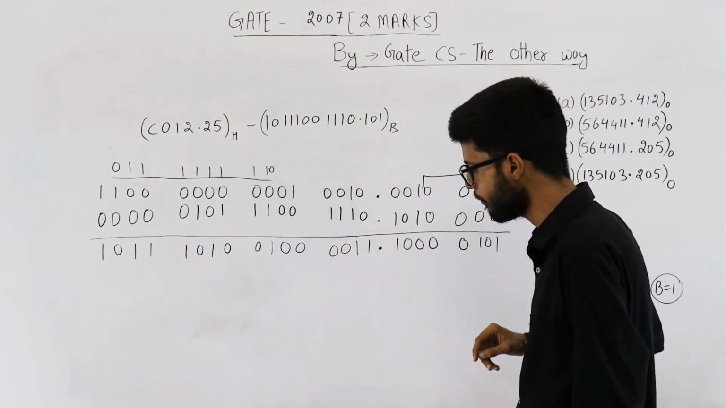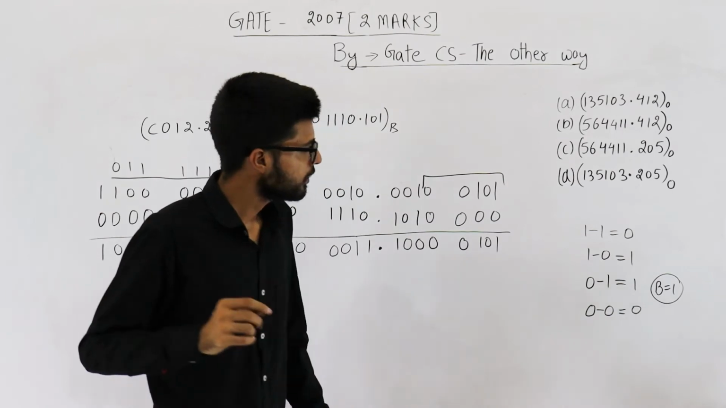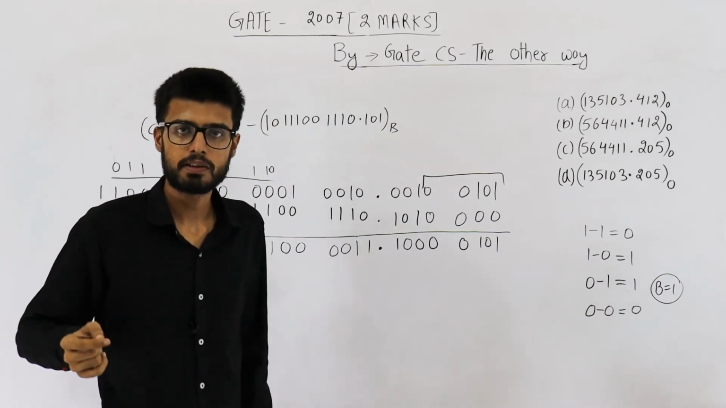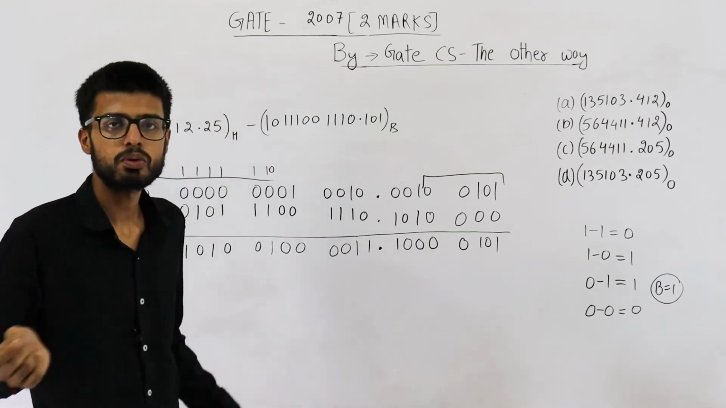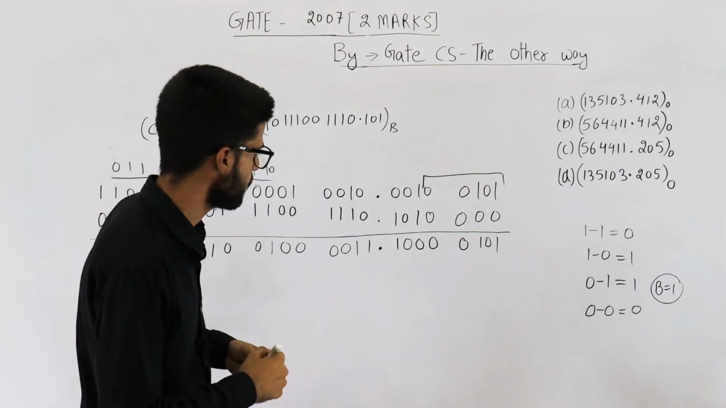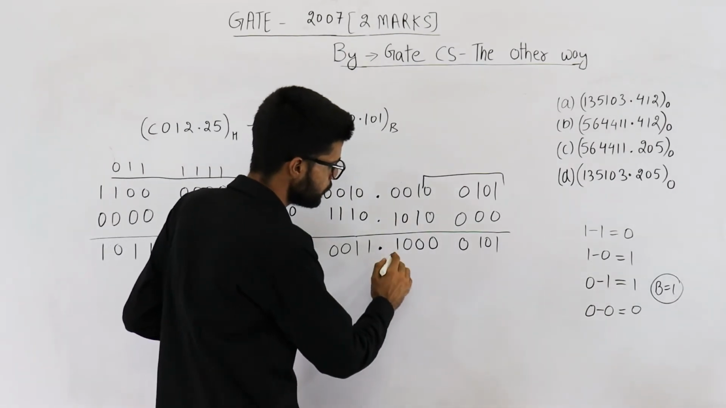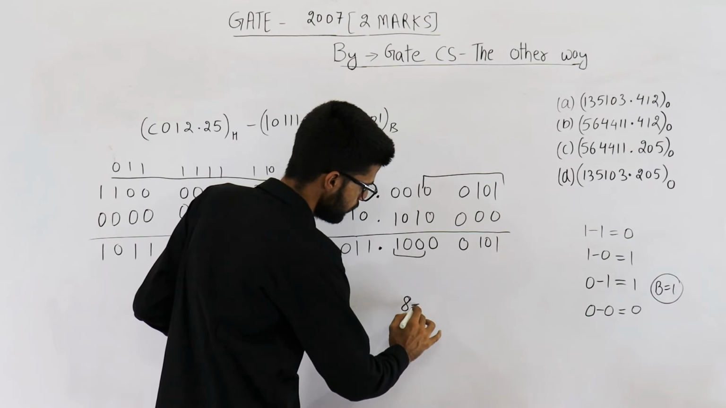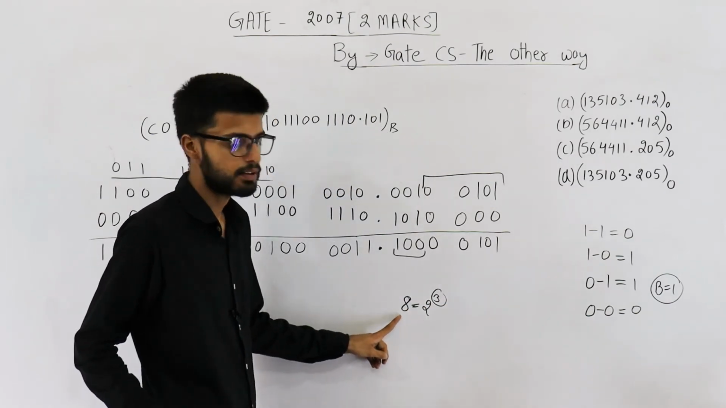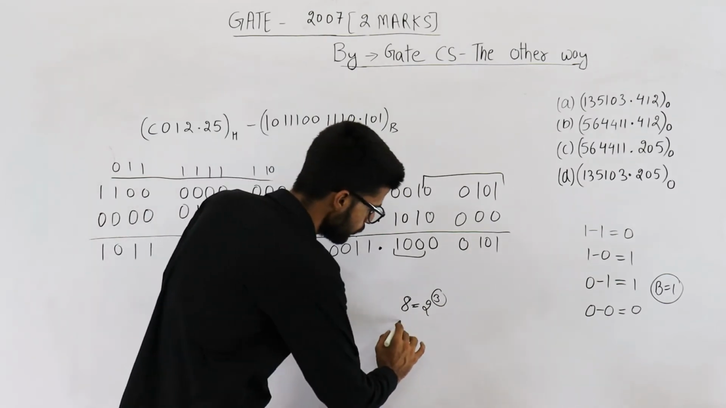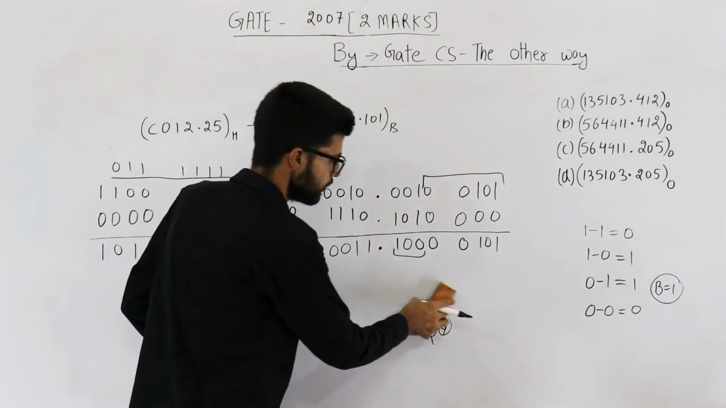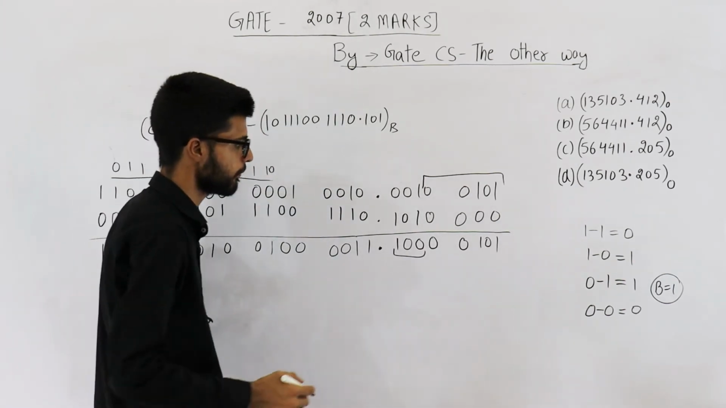See. Octal, that means base 8. 8 can be written as 2 raised to the power 3. We are in base 2. So to go into base 8, we will make groups of 3. So start making groups of 3. See, 8 is 2 raised to the power 3. If from base 2 you want to go to base 8, make groups of 3. If you want to go to base 16 from base 2, make groups of 4. Anyways, let's just quickly finish this.